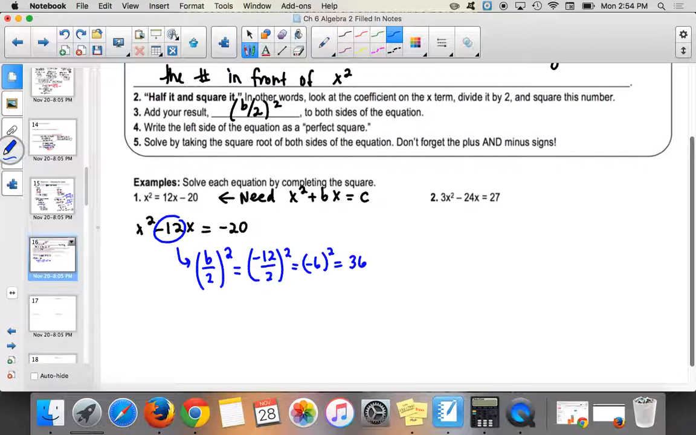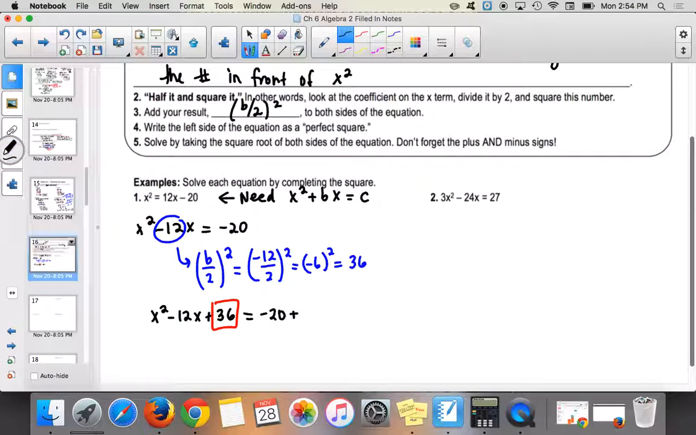I just wrote out a bunch of steps that most of you are going to be able to do in your head. I just take that number, divide it by 2, and square it. When I do that, it completes the square. It makes it a perfect square trinomial. So I have x squared minus 12x plus 36. We put that in a little box so you can see I added that.